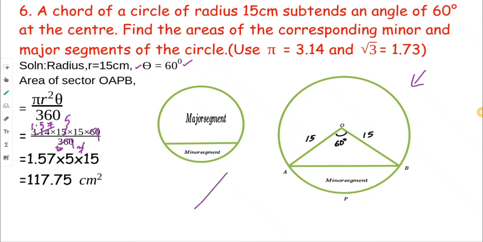So remember the sector is this whole area. How much are we getting? 117.75. Now the next thing to do is find the area of this triangle OAB. So let's do it next.